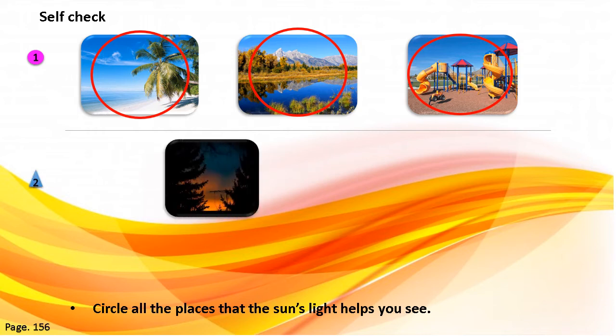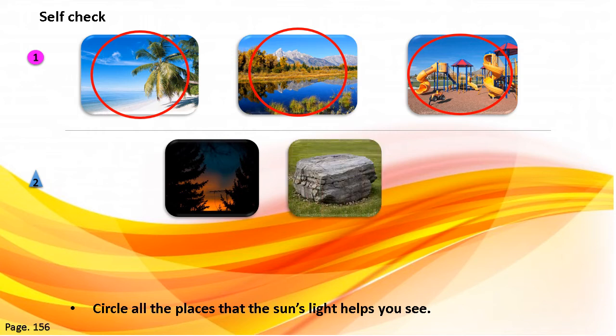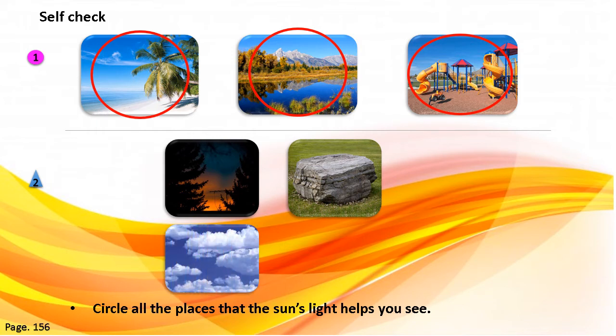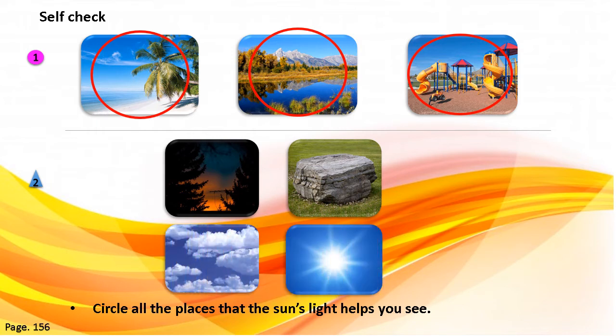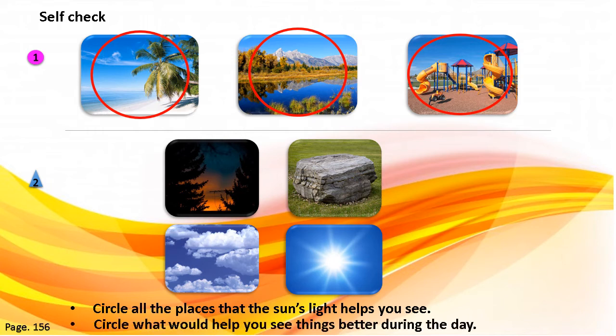Now, for question number 2, we can see a picture of some trees at sunset, a rock, some clouds, and a sun. And our question is to circle what would help you see things better during the day. Excellent! We are going to circle the picture of the sun. The light that comes from the sun helps us see things better during the day.